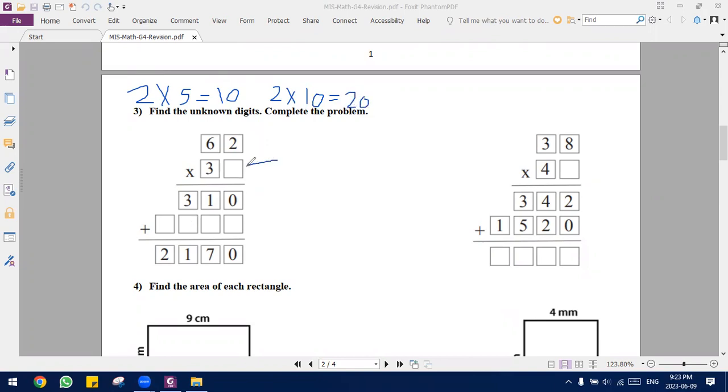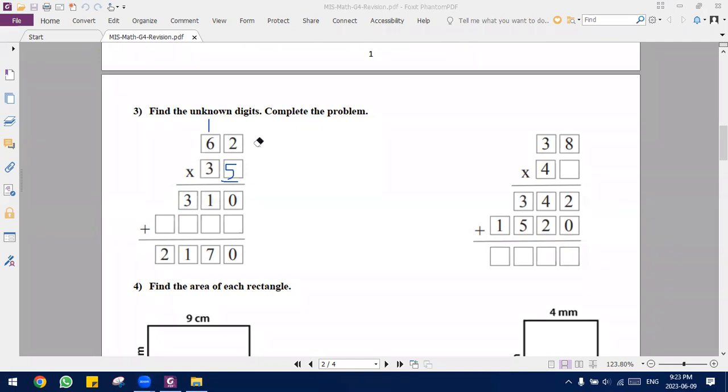But since here in this square, I can put only one value, it's either 5 or 10. But I can't put 10 in this square. So then the answer has to be 5. Now let's check it, if 5 is correct or not. As we did before, now I will multiply by the first digit. 2 times 5, 10, 0. I carry 1. 6 times 5, 30. And 1, 31. So 5 is correct.